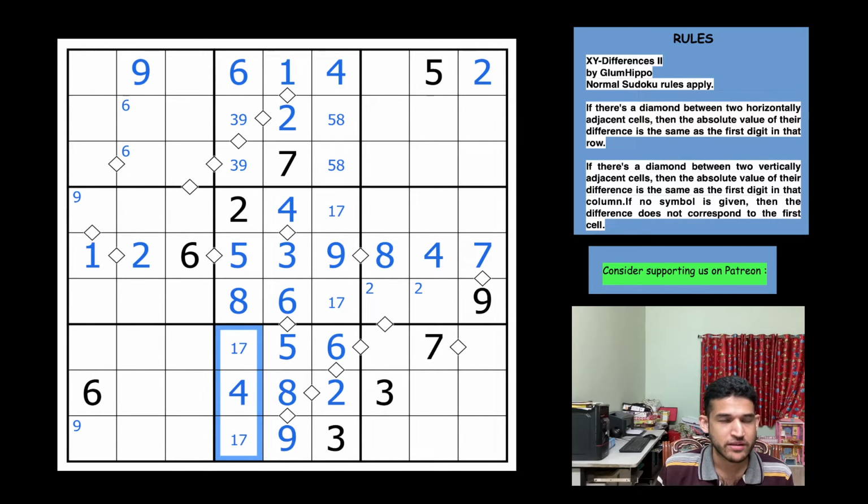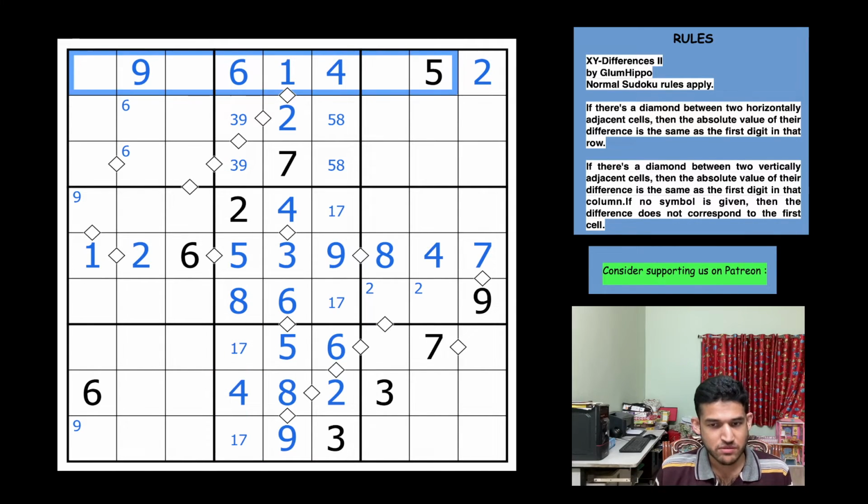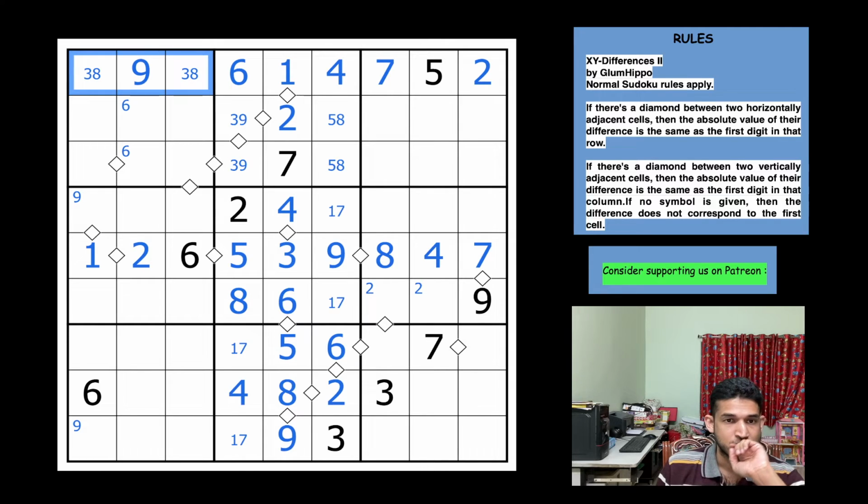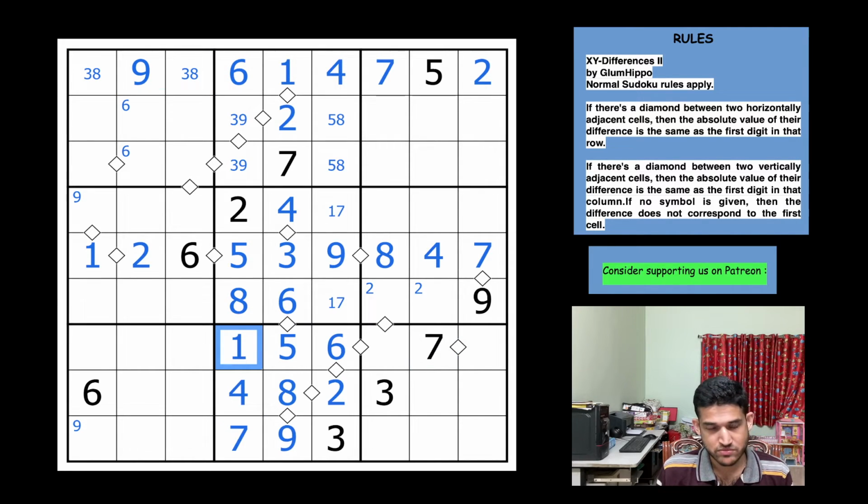And look at row 1, 3 7 and 8. So this will be a 7, and these would be a 3 and an 8, right? What do I do next? And 7 in here forces 7 and 1 here.